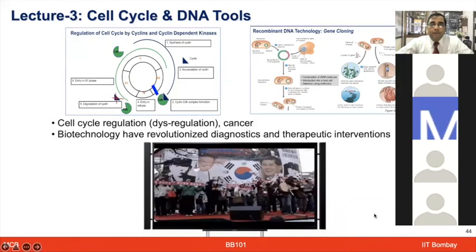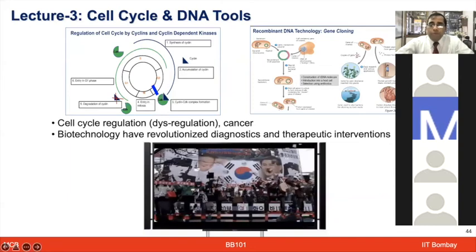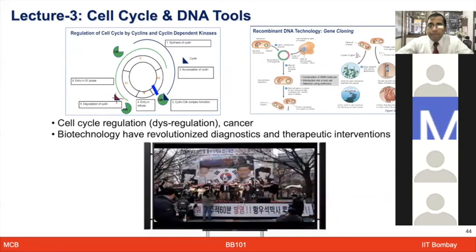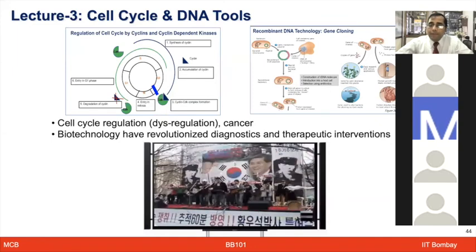Moving on to the next lecture, when we continued with the cell cycle and DNA tools, we introduced you to the ideas of gene cloning and recombinant DNA technology. Also, I showed you this clip, which will probably remain with you, to be very ethical and not to perform any misconduct in your career, which was apparent from these cloning experiments which we have discussed.